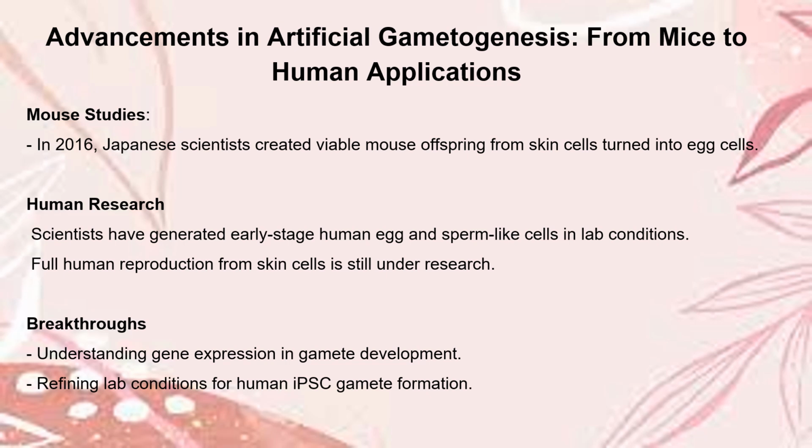Advancements from mice to humans. Much of the progress in this field comes from animal studies. In 2016, Japanese scientists successfully created viable mouse offspring using artificial egg cells derived from skin cells. In human research, scientists have managed to create early-stage eggs and sperm-like cells in laboratory settings. While these cells aren't fully functional yet, the progress is promising. Current studies focus on understanding the gene expression patterns involved in gamete development and refining lab conditions to support the full transformation from iPSCs to gametes. While full-scale human reproduction using artificial gametes is still under investigation, the foundation is being laid step by step.